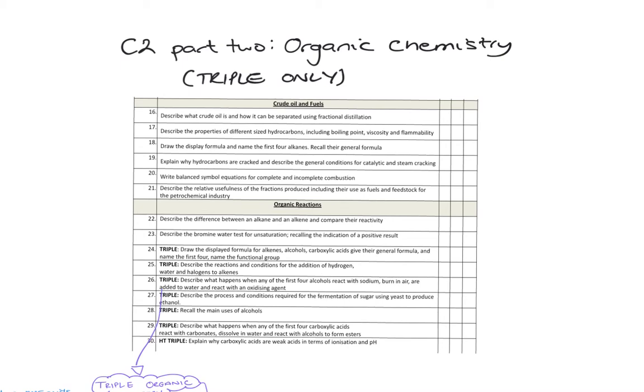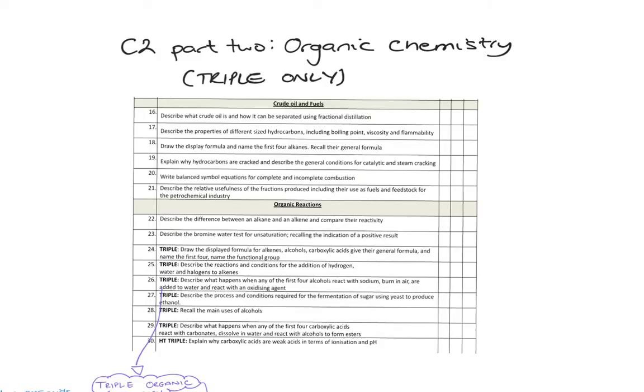Today we're going to talk about the triple only content in C2 Part 2 Organic Chemistry. Now you should see here that there are quite a lot of triple only topics in this section. We take our knowledge of alkenes slightly further by talking about the reactions of alkenes, and then we talk about carboxylic acids, alcohols, and begin to talk about esters.